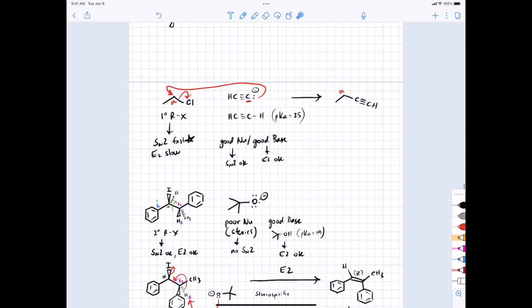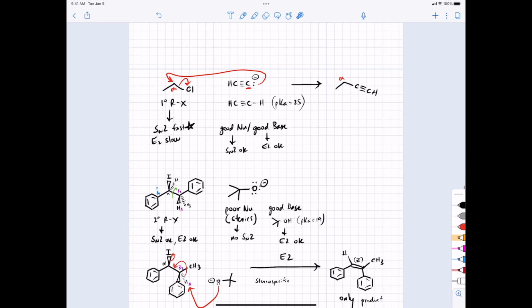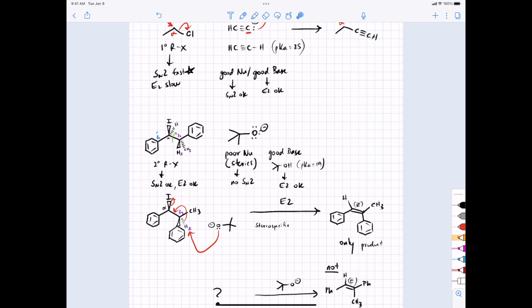Okay, there are a lot of problems like this on your practice exam. In particular, there should be quite a few problems that deal with this issue. Remember, in order to be reactive, a beta proton must be anti to the leaving group, and you'll need to consider whether it's possible for you to rotate around carbon-carbon bonds between alpha and beta carbons such that a proton can be anti to the leaving group.